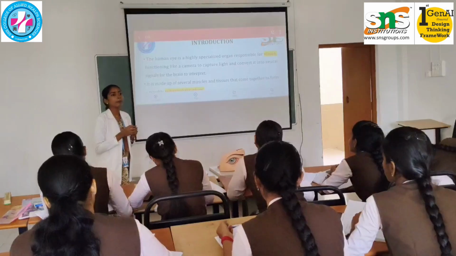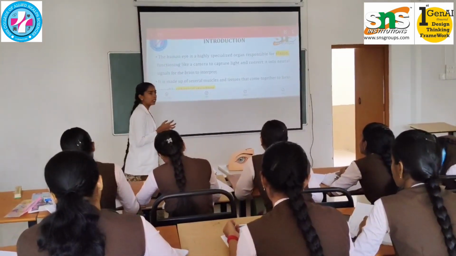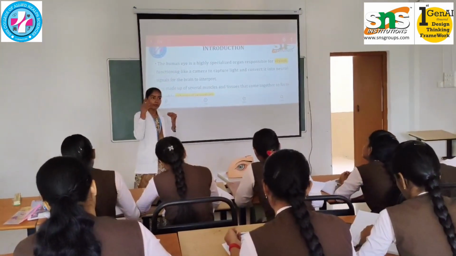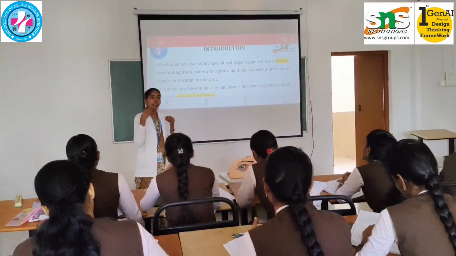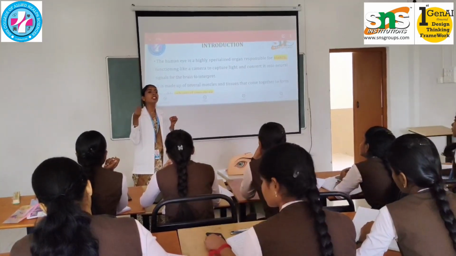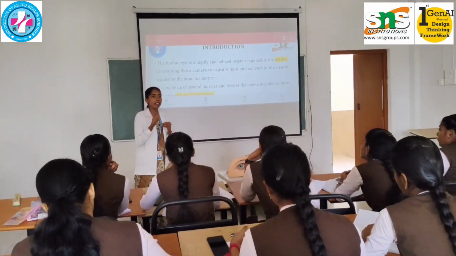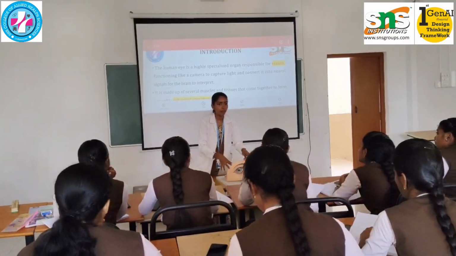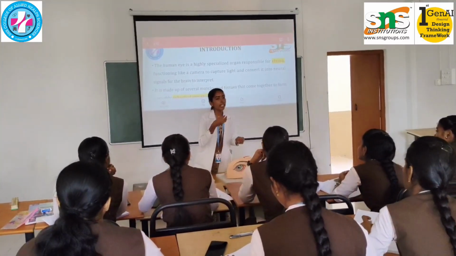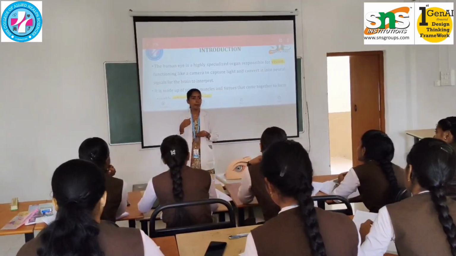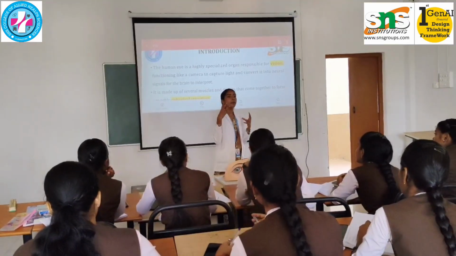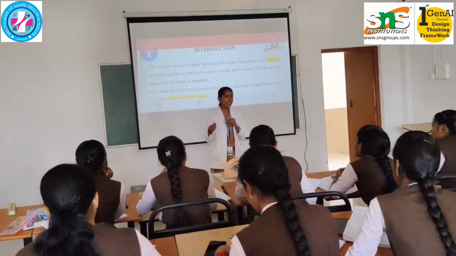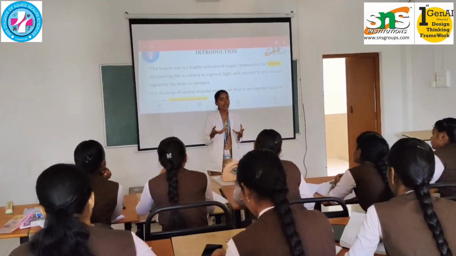From an anatomical perspective, the human eye is divided into external structure and internal structure. Here is the image of the eye anatomy. By layers, the eye is divided into three layers. The outer layer contains sclera, cornea, pupil, and lens. The middle layer contains iris, ciliary body, and choroid. The inner layer contains retina, optic nerve, and vitreous humor.